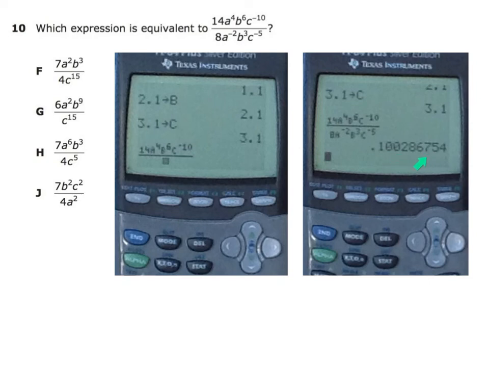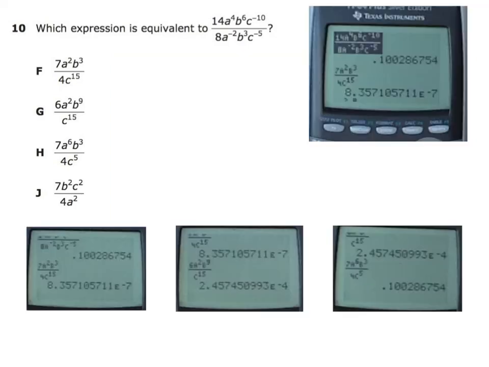This is what my problem is worth in this situation. So all I got to do is figure out which one of these answer choices is also worth the same amount. A lot of times here, I go ahead and jot down the number. The number was 0.100286. I jot it down because I can't remember it. But since I have pictures of it on the screen, I'm just going to keep it in our mind.